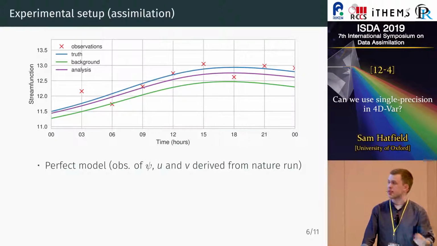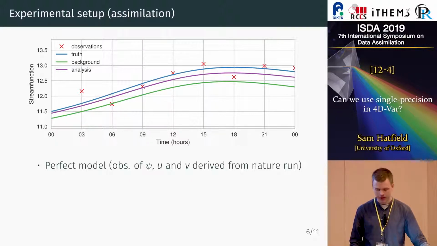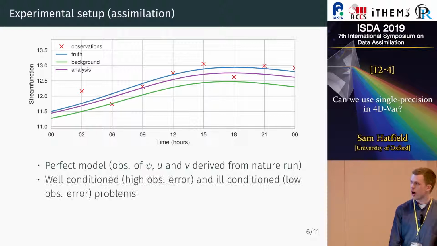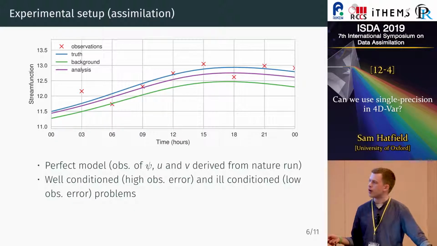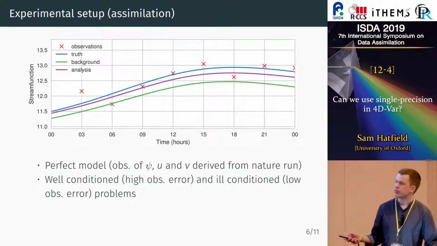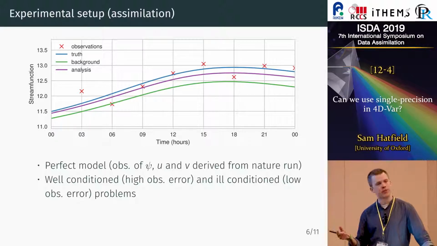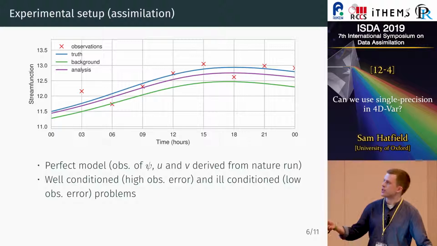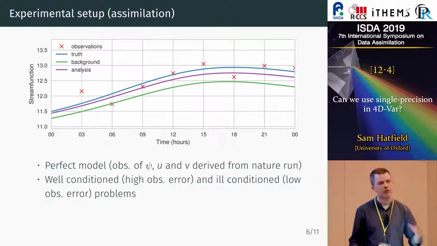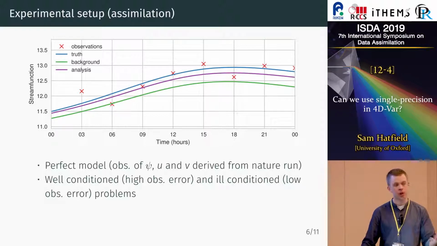As for the assimilation setup, it's a standard OSSE, so I'm using a perfect model assumption. I have a truth, and I derive observations of stream function and wind from that truth. And I'm going to be looking at a well-conditioned problem and an ill-conditioned problem. And the parameter that determines the conditioning is the level of observation error. So this is the well-conditioned problem. It has a relatively high observation error, and I also have an ill-conditioned problem, which has a relatively low observation error.